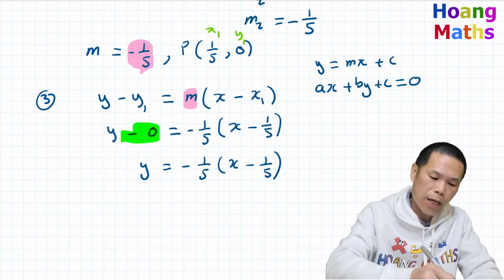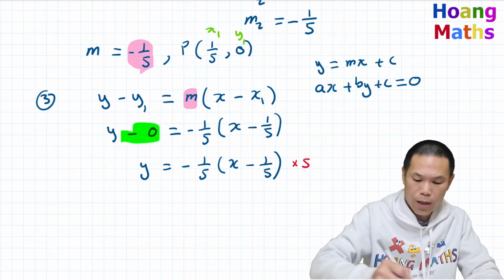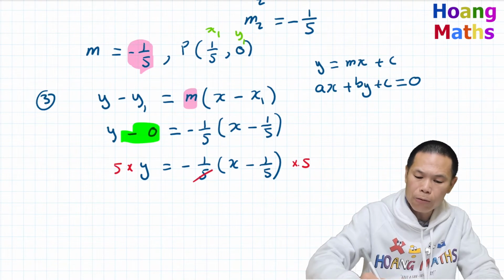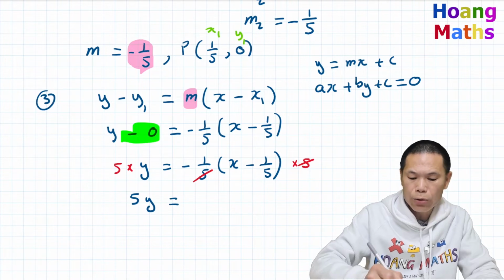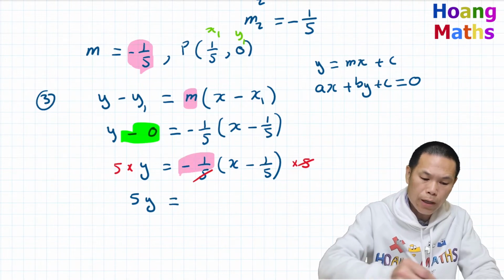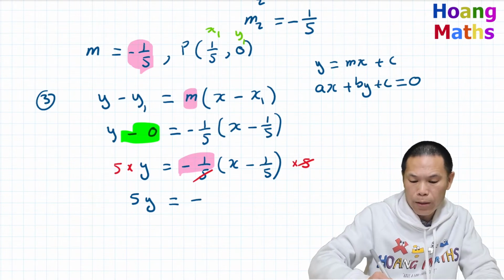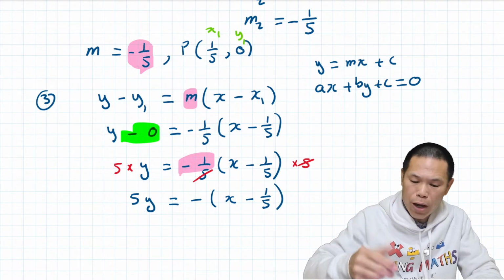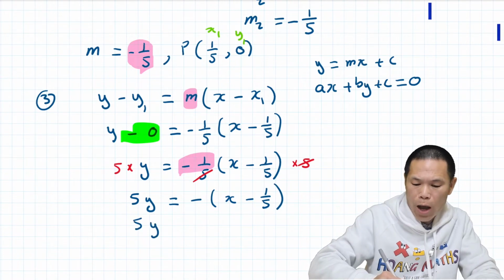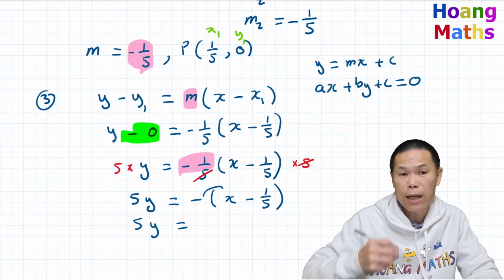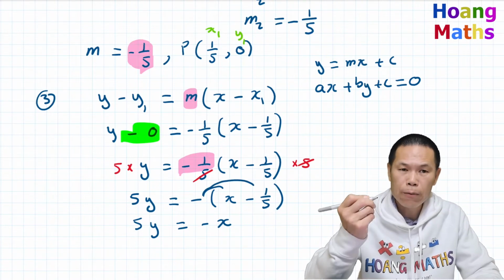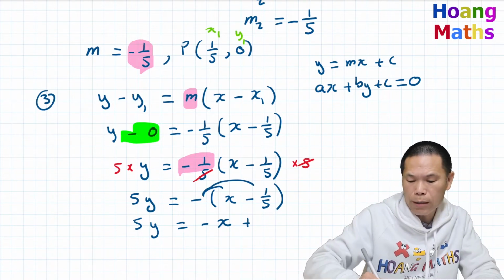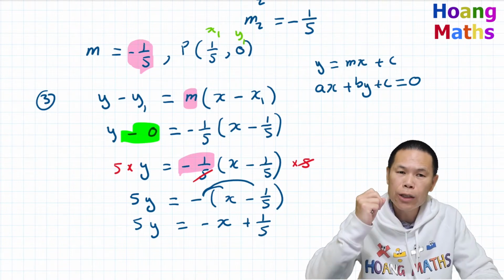So what I do now, I times both sides by 5. I times this by 5, and this cancels out. Now on the left hand side, 5y is equal to, we are left with -1 brackets, x minus 1/5. And now I expand the brackets further. So that becomes 5y equals negative times x, that is -1 times x is -x, and negative times -1/5 becomes positive. So plus 1/5. Again, I need to get rid of the fractions.